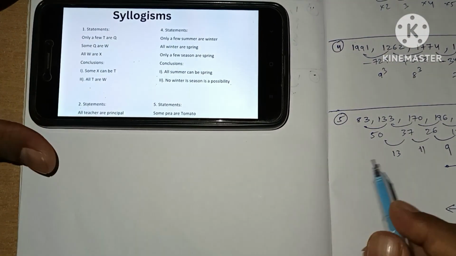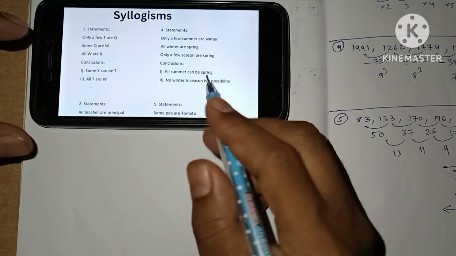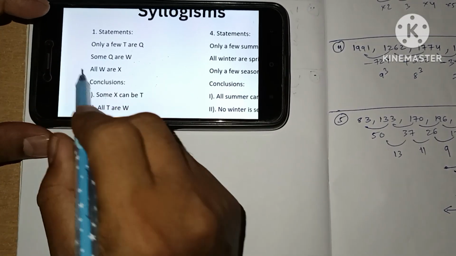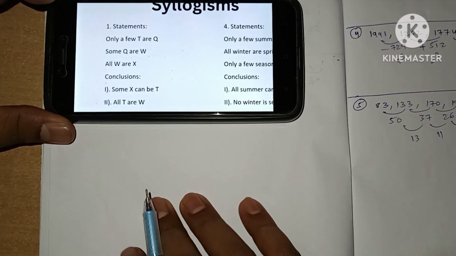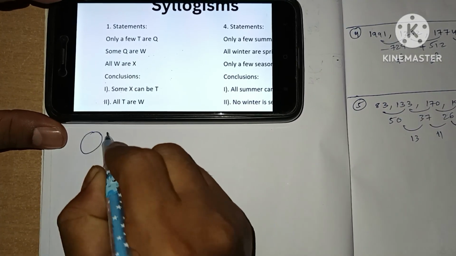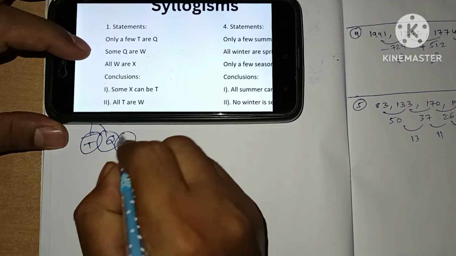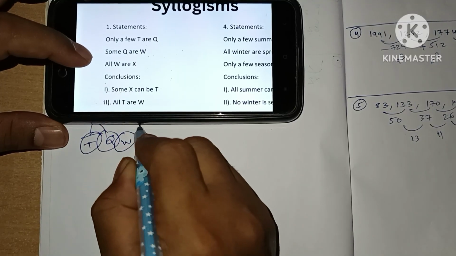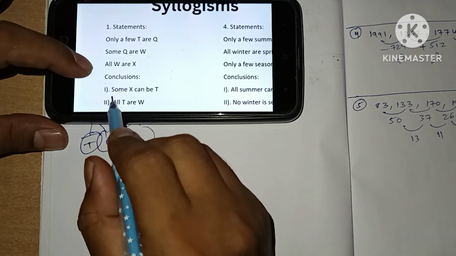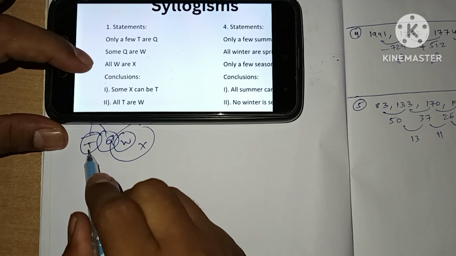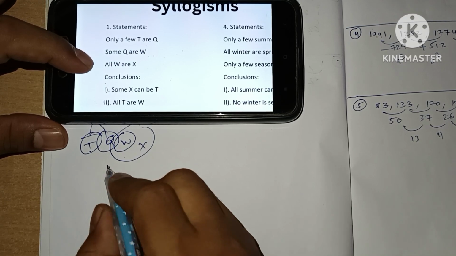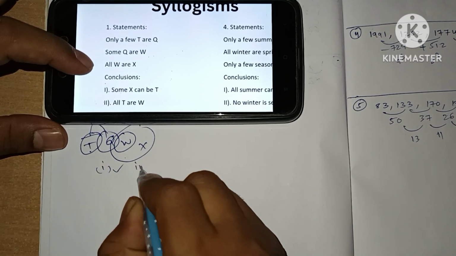Syllogisms. First question: only a few P are Q, some Q are W, all W are X. Let's see the conclusions. Some X can be T; some part of X can share with T. So the first conclusion will be true.